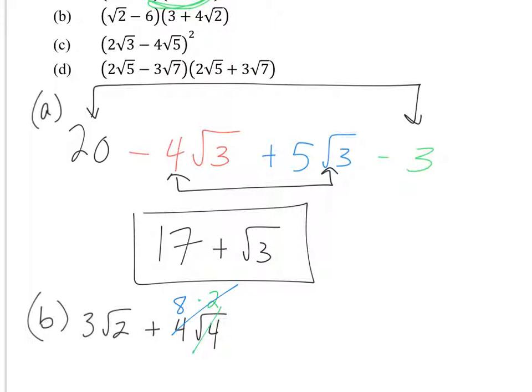Take a look at what I did. I kind of tried to show you crossing out. So here, when I do the outer part, I have radical 2 times 4 radical 2, which is 4 radical 4, because the radical 2 is multiplying to give you radical 4, which is really 2, and 4 times 2 is really just 8. And the inner terms are negative 6 times 3, which is negative 18. And then the last terms are going to be negative 6 times 4 radical 2, which is negative 24 radical 2.